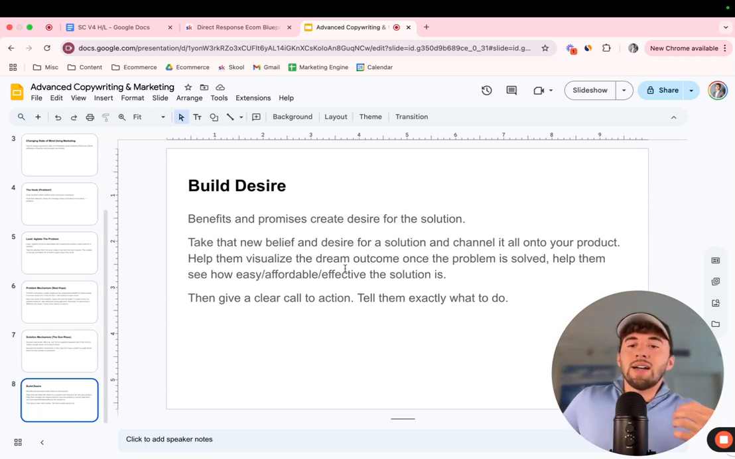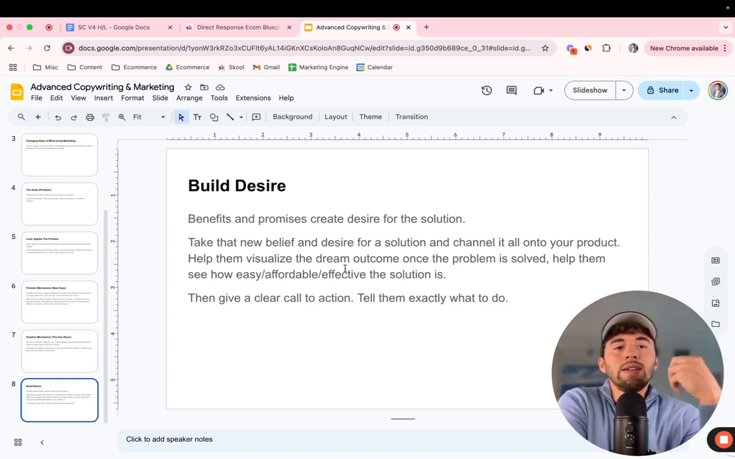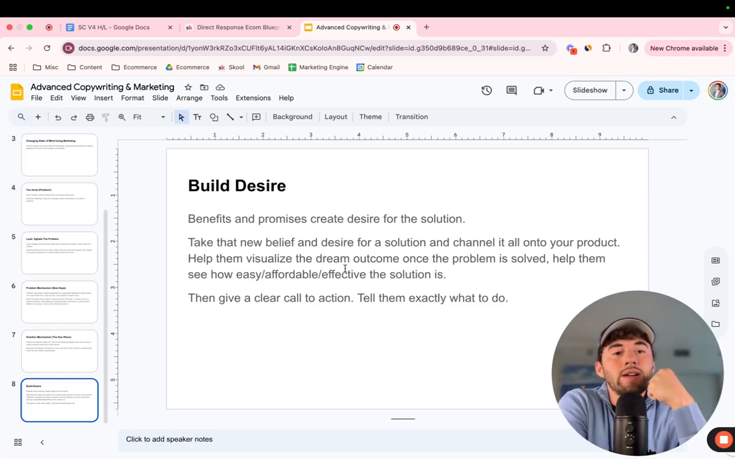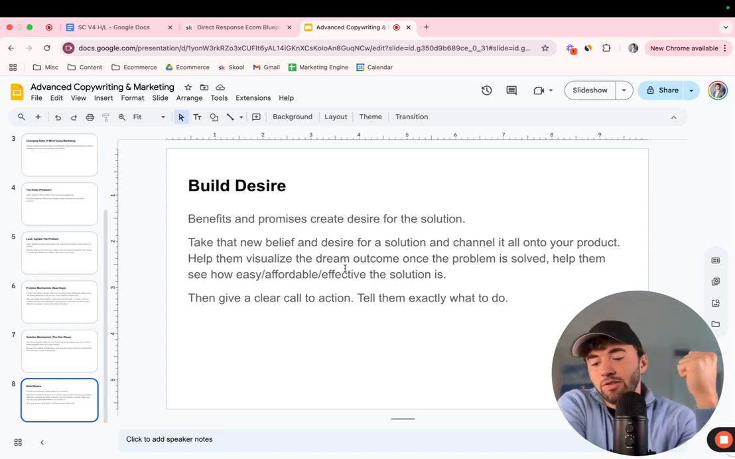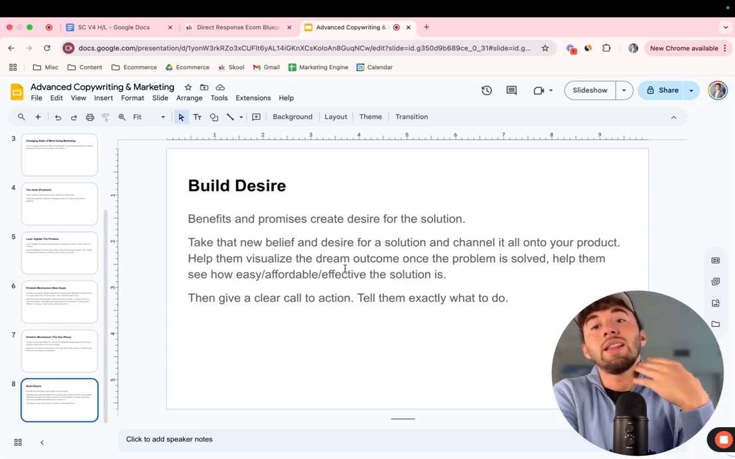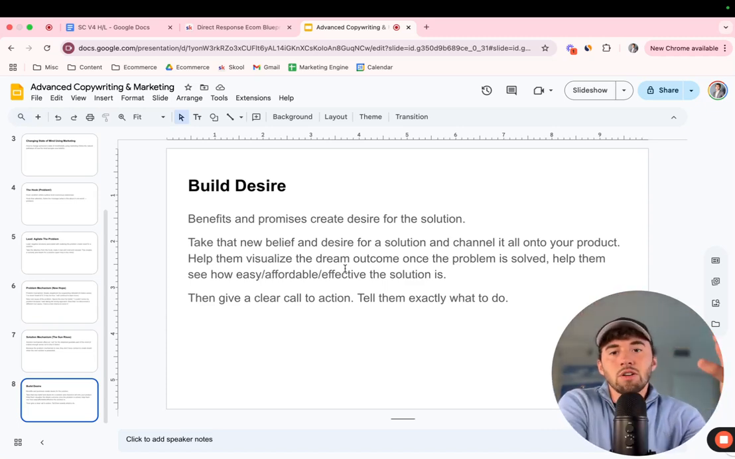And now we build the desire. So this is the final step, where we convert all of these new beliefs and this new state of mind into an actual desire to buy the product. We do this through benefits and promises on a tactical level. Benefits are the good things you get when you use the product. So for example, for a back pain product, the benefits are that it works fast, it reduces pain in the short term, it lets you move more and do more things, it eliminates the pain in the long term, and it solves the root cause of the problem.